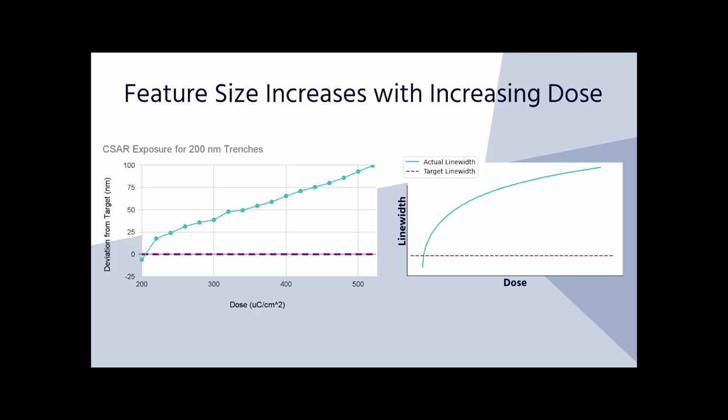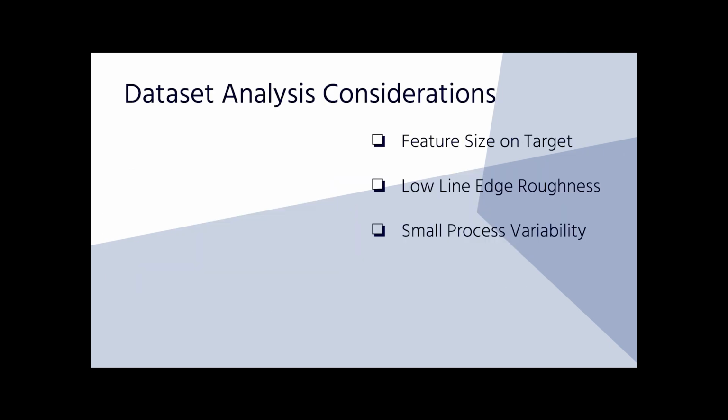We're going to take a closer look at some of the SEM images from the dataset we're using here. When we analyze these images, we will be looking for 3 different factors. Are we getting our desired feature width? Is the line edge roughness smooth, i.e. low, or rough, that is high? And lastly, if the dose changes, what impact does that change have on feature size, which is a measure of the process variability? The patterns here are 200 nanometer spaces and 200 nanometer trenches.